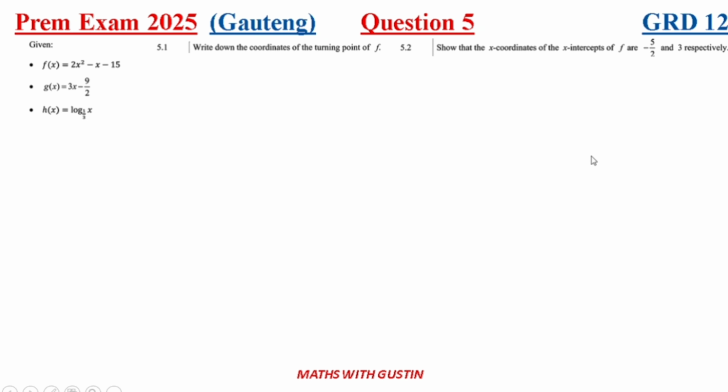All right, Gauteng people, let's have a look at what you wrote on the prelim exam for this year of 2025 on question 5. You had a function there, which was a parabola, a straight line, and also a logarithmic function.